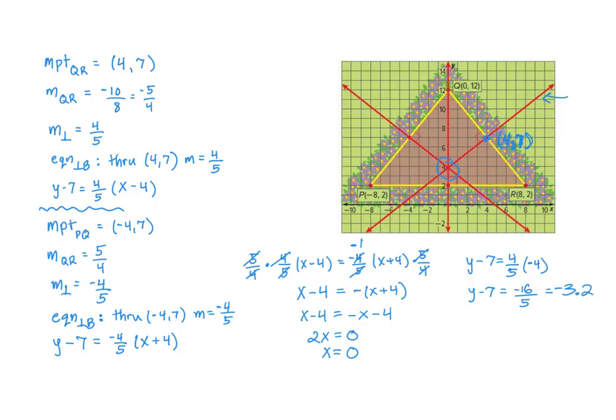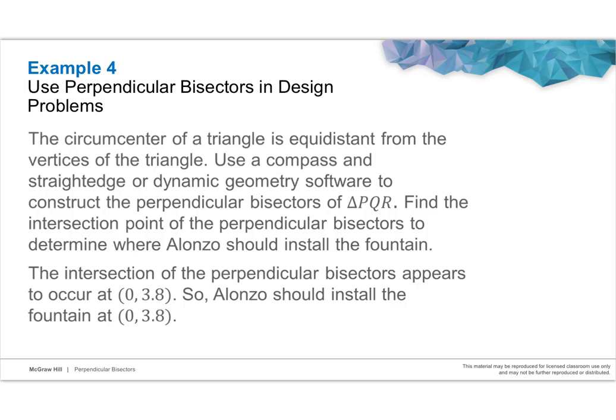And so my y is going to be equal to negative 3.2 plus 7, which comes out to be positive 3.8. If you look on the diagram, we are just shy of 4. So there is my intersection point, and there is my circumcenter, which is where we wanted to place the fountain to be equidistant from the corners or the vertices of the garden. And here is that process described in words, and there, of course, is my answer at the end.